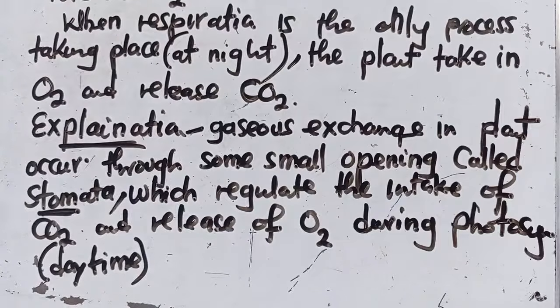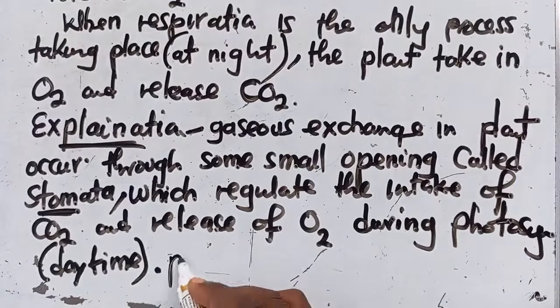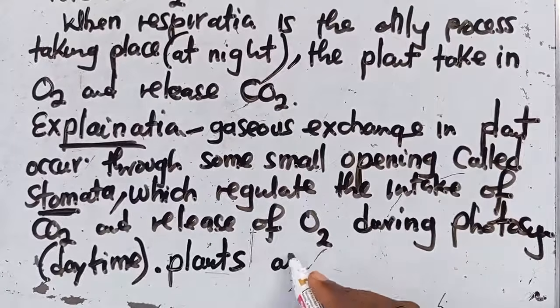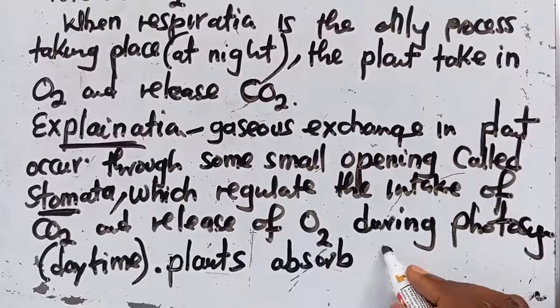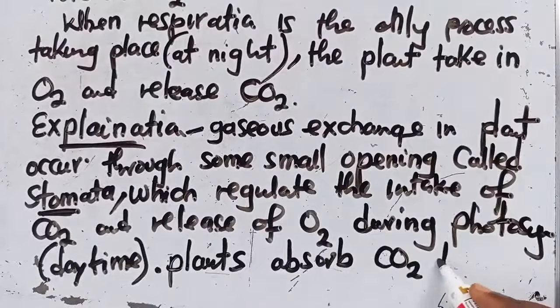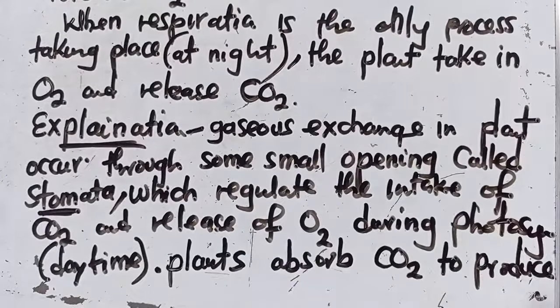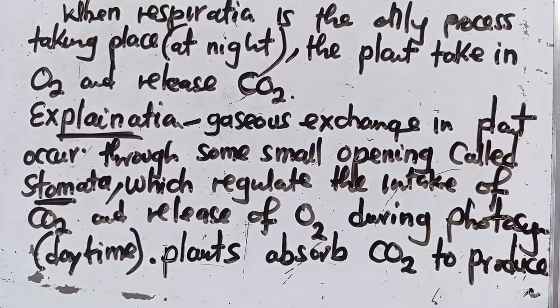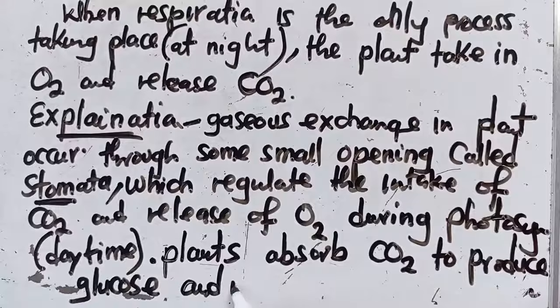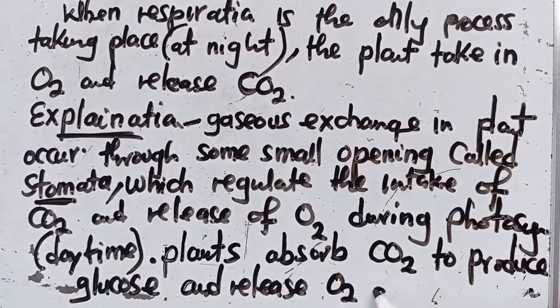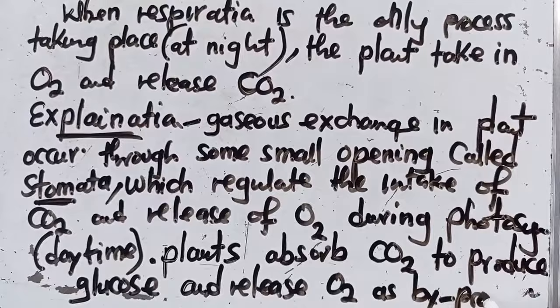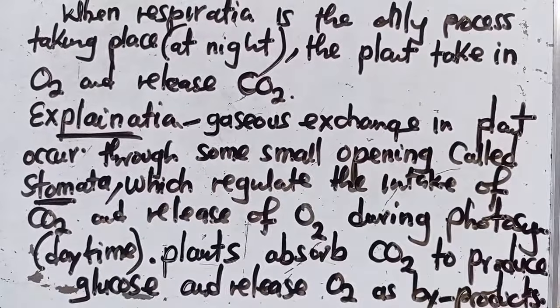Now, if we get to involve respiration, so this whole process that is happening during daytime, you say plants absorb carbon dioxide to produce glucose and release oxygen as byproducts. This is what happens.